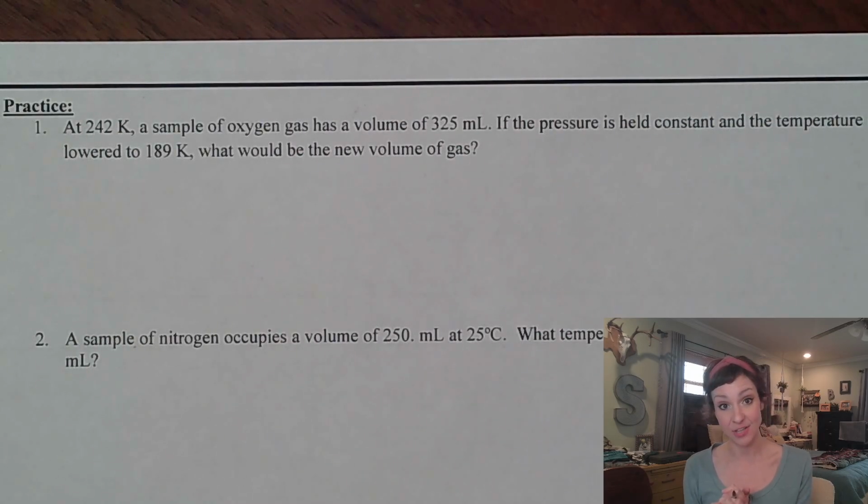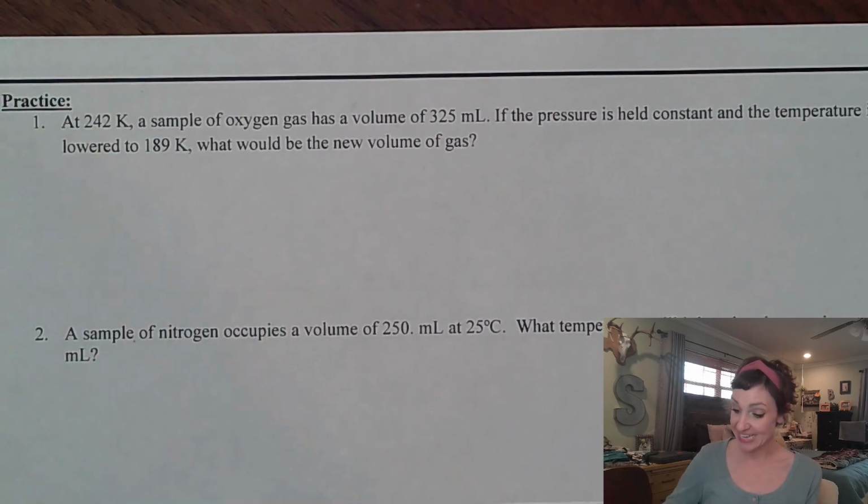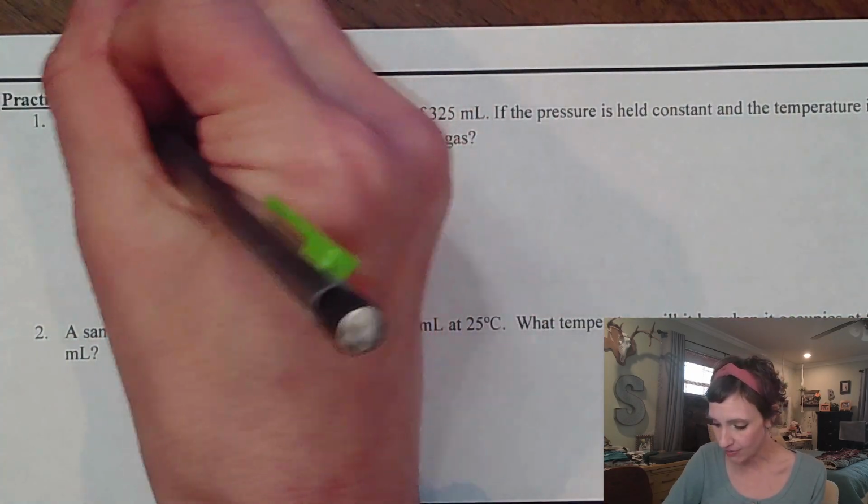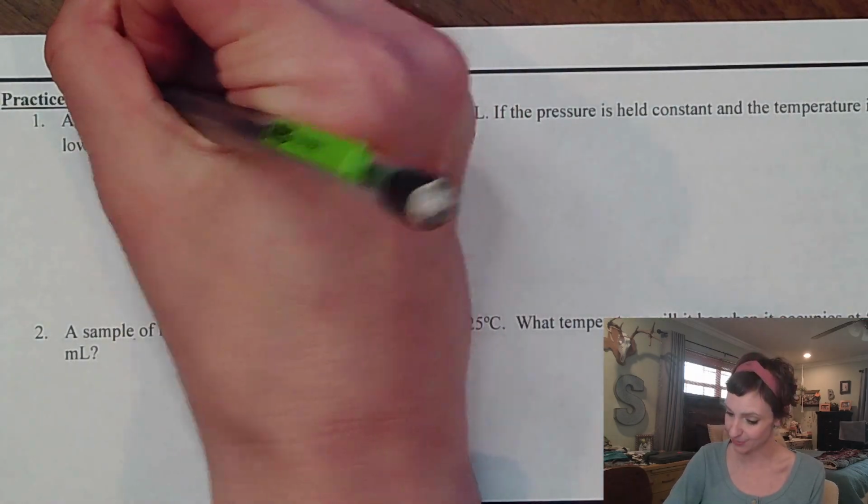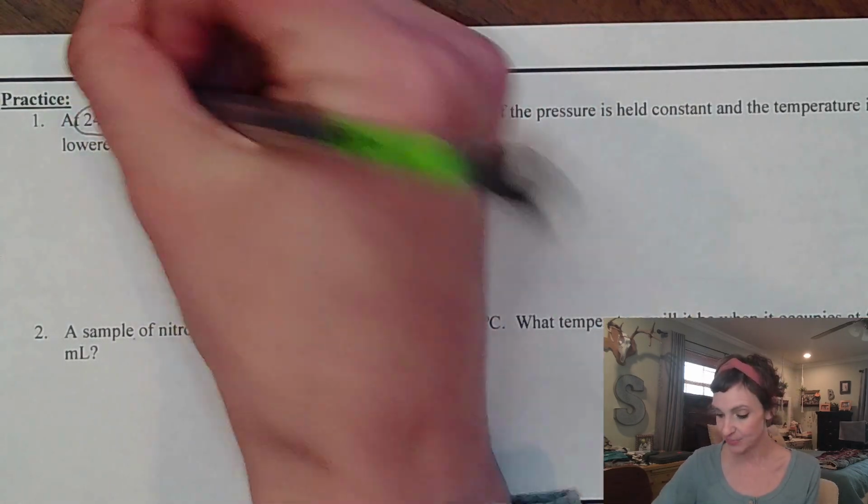But this is our first gas law that does have a temperature, so we've got to keep in mind that temperature must be in Kelvin for gas law problems. So I always have to be aware of the Kelvin of it all, right? Okay, it says 242 Kelvin. Oh, it looks like this is a temperature in Kelvin, which is good. My first temperature is in Kelvin.